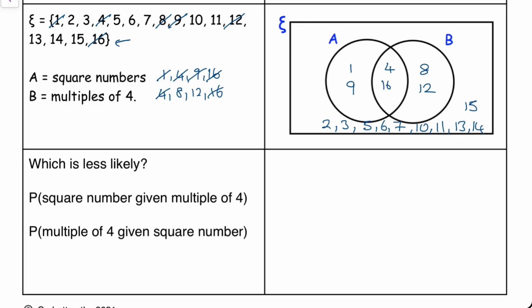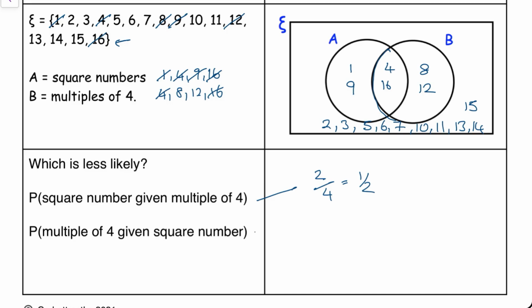Which is less likely? No, less likely, not more likely. The probability of square number given it's a multiple of 4. Well, there are 4 square numbers, but the only square numbers I care about are the ones that are also a multiple of 4. In other words, I'm going to start with the 4 numbers that are a multiple of 4, and then I want the 2 numbers that are also square, and that's going to give me a half.